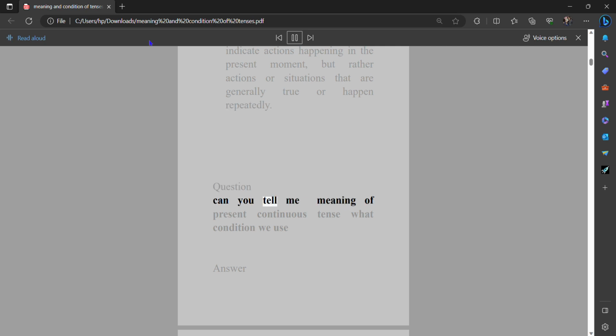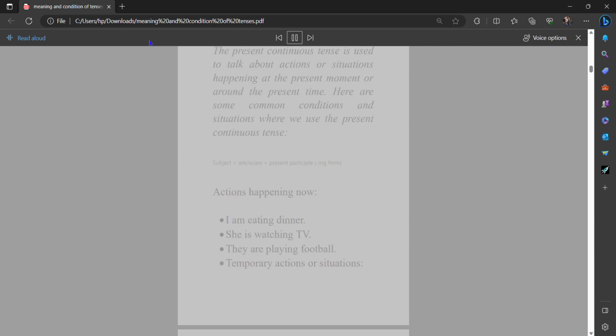Question: can you tell me the meaning of present continuous tense? What condition do we use? Answer: the present continuous tense is used to talk about actions or situations happening at the present moment or around the present time. Here are some common conditions and situations where we use the present continuous tense. Subject plus am, is, are plus present participle, ing form.